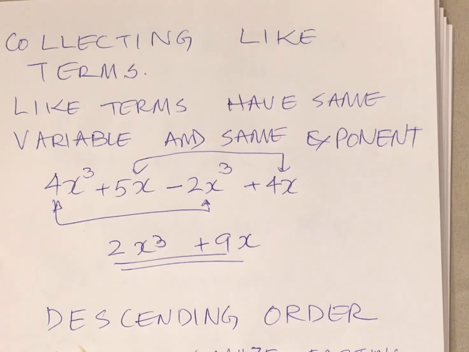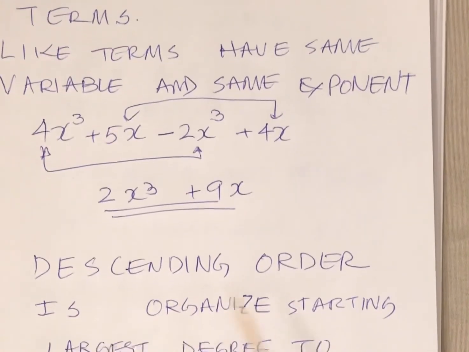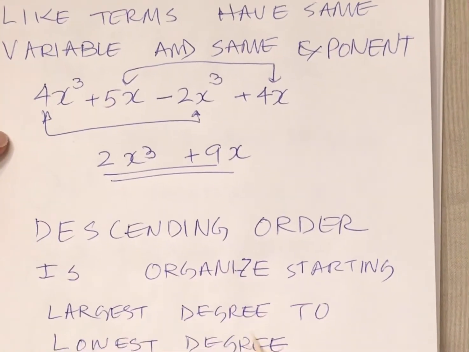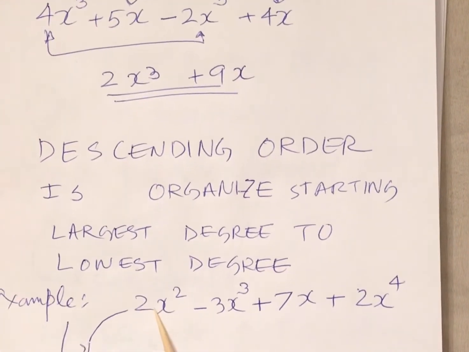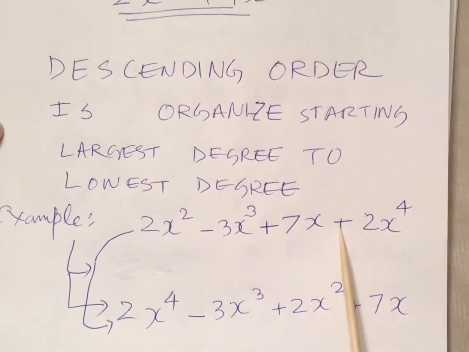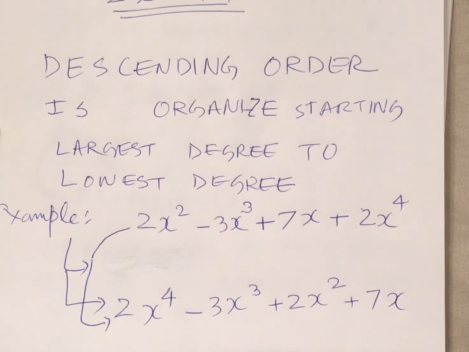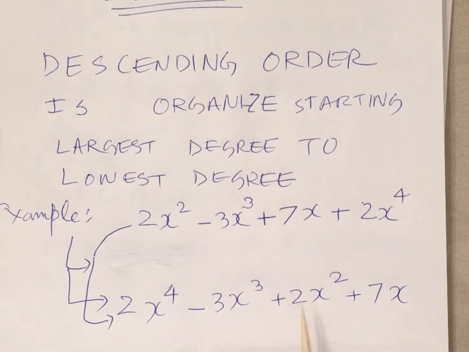Then we go to descending order of organizing a polynomial. So we start with the highest degree and move on to the lowest degree. Look at the example I have. 2x squared minus 3x cubed plus 7x plus 2x to the power 4. So we start with the power 4, 2x to the fourth, then negative 3x cubed, plus 2x squared plus 7x.